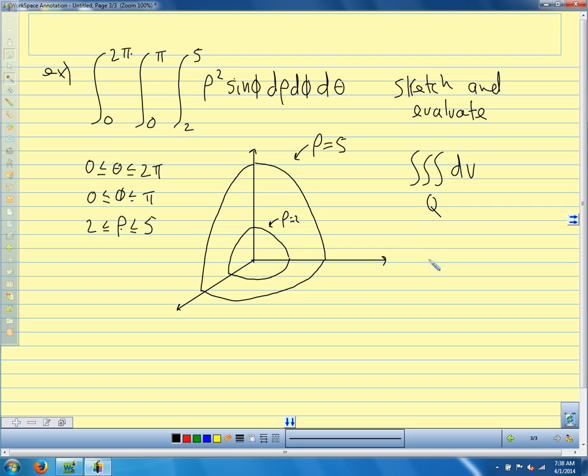So this is going to be 4/3 pi times 5 cubed minus 4/3 pi times 2 cubed. And when we do this, we get 156 pi. So this is just the volume of that spherical shell. We could evaluate this integral, and you should come up with the same answer. Questions there? This is one where we want to use geometry.